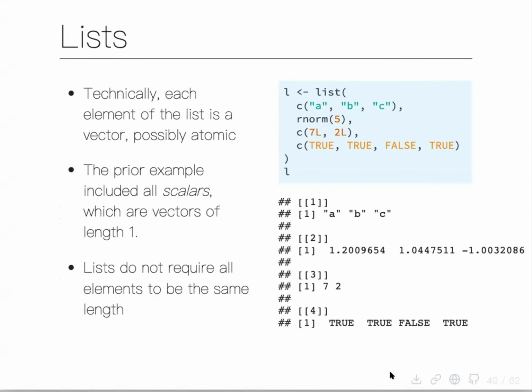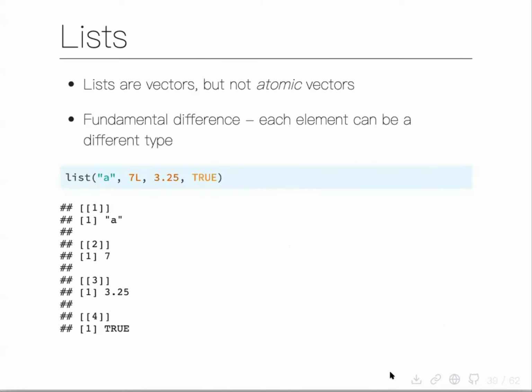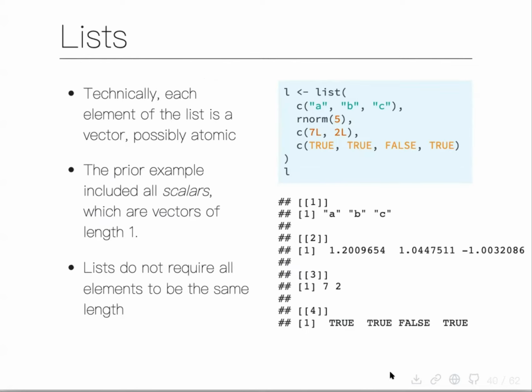So each element in a list is a vector, usually, well, always, of some type. It's possibly an atomic vector, possibly not. It could actually be a data frame, right? It could be anything. So you can store anything in a list element. The prior example on the previous slide is an example where we have 4 atomic vectors, but they're just all of length 1. So those are scalar vectors, basically.